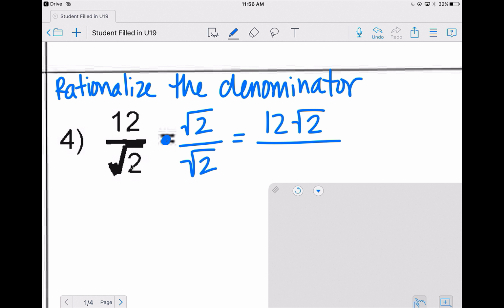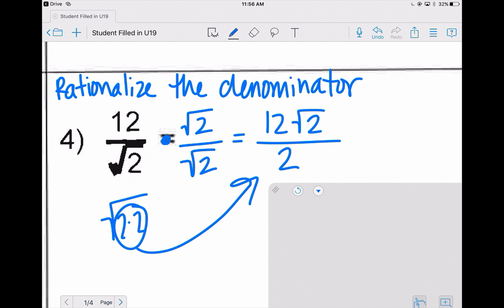Now on the bottom, the square root of 2 times the square root of 2, we learned on the multiplying day that if you have the same number inside and they both have square roots, then that just simplifies to that number without a square root. So the square root of 2 times the square root of 2, remember that's 2 times 2. We have a pair, so it goes outside.